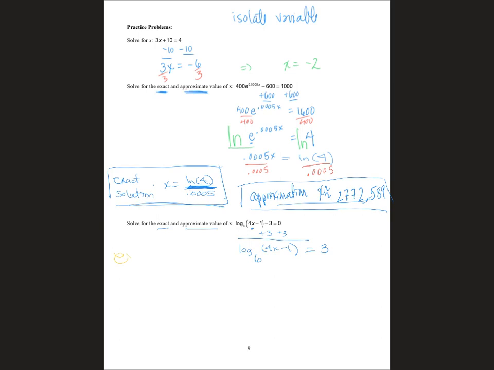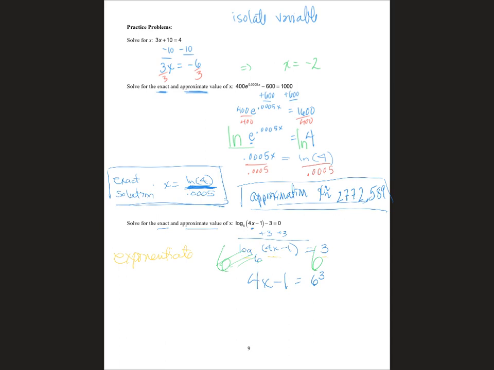Well, I can exponentiate. In other words, I'm going to introduce a base and make each of these the exponent to some base. What base am I going to choose? Well, I see the base of the logarithm is 6. So now I'm going to introduce a base 6 and make each side an exponent. Using my properties of logarithms, 6 raised to the log base 6 goes away, leaving me just 4x minus 1 on the left-hand side, equaling 6 cubed.